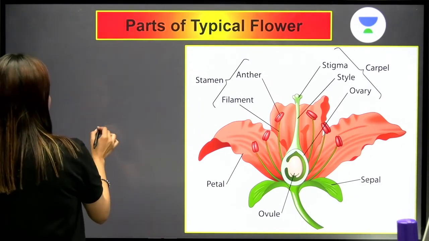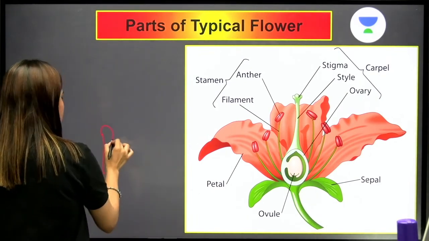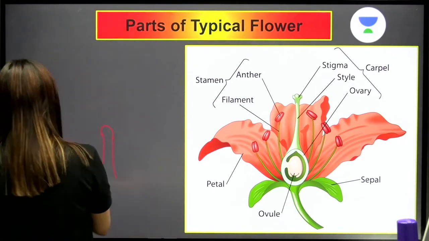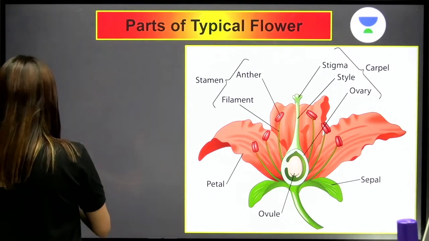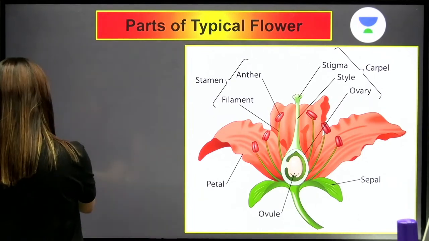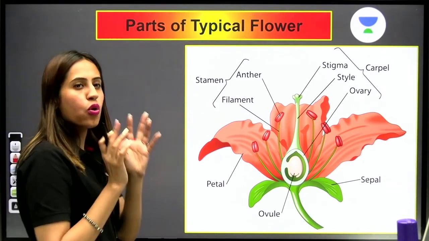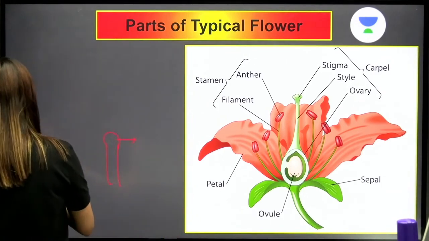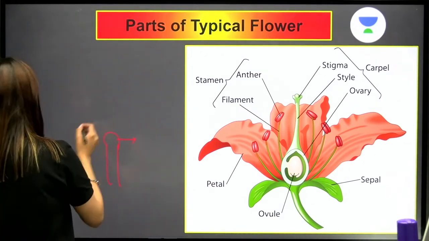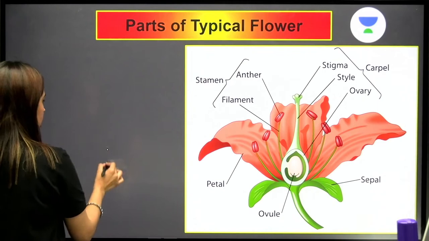Look here. So this we can draw like this. This is a very simplified diagram, okay? A very simple diagram I am going to make for you people. So, this is a thalamus. And this thalamus is also called receptacle. And all the four whorls are present on this thalamus.